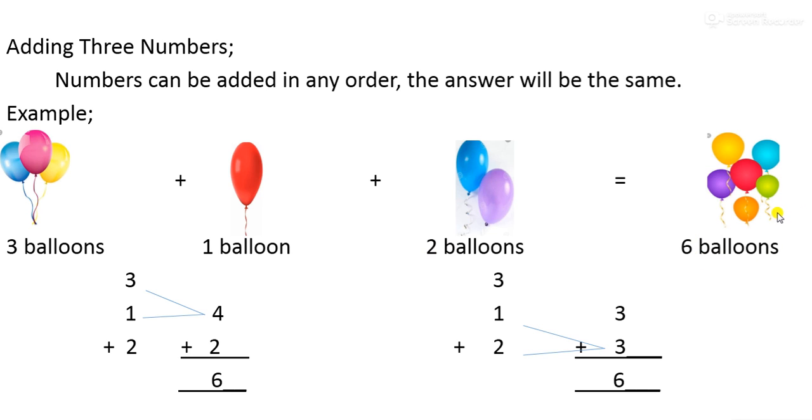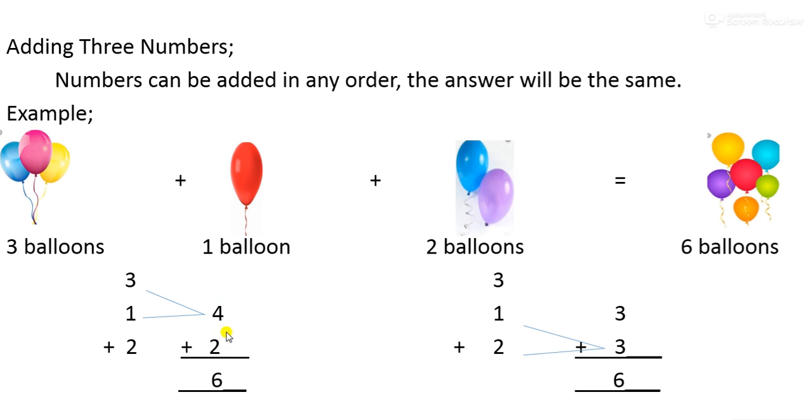So how many balloons are here? Count it again. 1, 2, 3, 4, 5, 6. Yes, 6 balloons are here. So the answer is 6. See, this is a method: 3 balloons, 1 balloon plus 2 balloons. This is a simple method. We have to add the first 2 numbers. 3 plus 1 is equal to, what is the answer, students? 3 plus 1 is equal to 4. Yes, the answer is 4. So we have to put number 4 here. Plus we have to add 2 here.